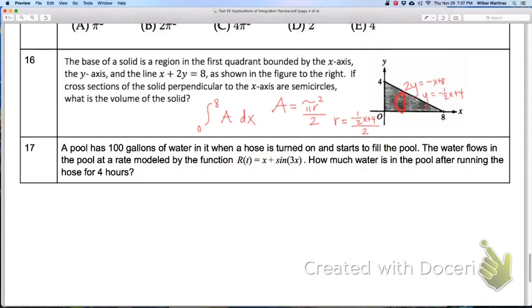So I will put my screen on pause as I do that. Why don't you guys go ahead and pause the video, and that way you can pick up and check your answer when you're done.